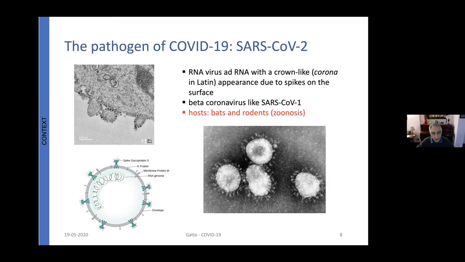So it's a beta coronavirus like SARS-CoV-1. And again, to stress the ecological importance of what I'm going to say, it is a zoonosis, and the host is several species of bats and rodents, in particular probably pangolin, maybe other rodents.